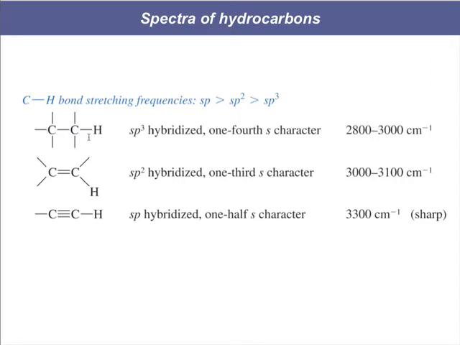So we'll see carbon-hydrogen sp3 bonds from 2800 to 3000. We'll see sp2s from 3000 to 3100, and we'll see sps from 3300, a little bit higher than that sometimes, and that'll be a sharp peak. So these are distinct. And again, these are specifically the carbon-hydrogen bonds.